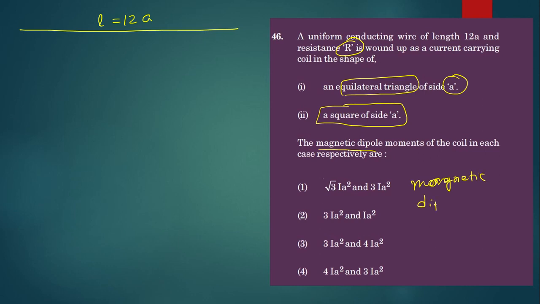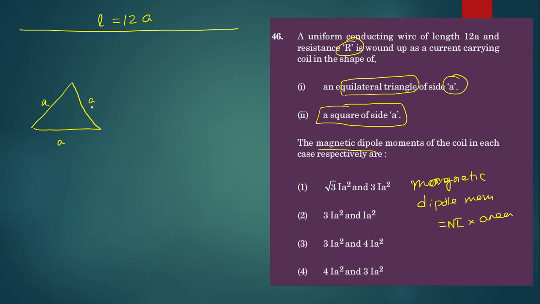This magnetic dipole moment is equal to the amount of current multiplied by area. If the number of loops is, let's say, n, then I have to put n here. Now let me form one triangle using this wire. If I want to form an equilateral triangle, it will be like this: side A, side A, side A. So how much length will be required? 3A length will be required, but we have 12A.